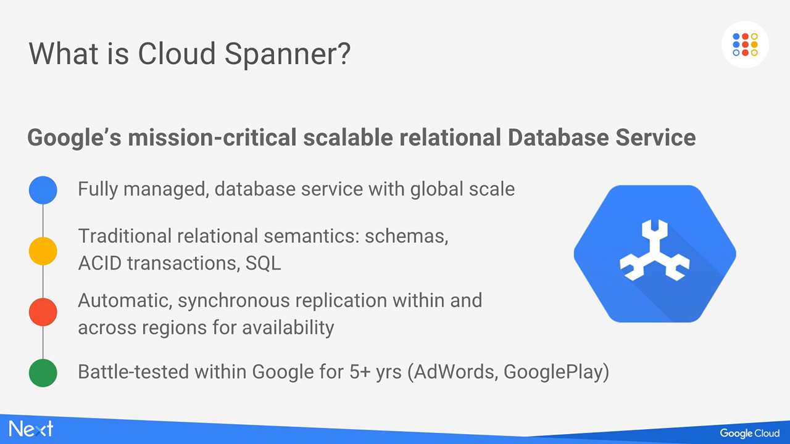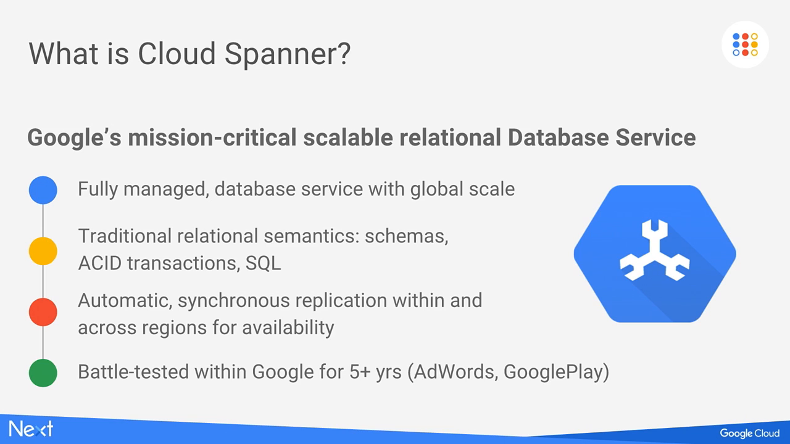So summarizing from the Cloud Spanner 101, and for all of those of you who have come to the Cloud Spanner booth, what is Cloud Spanner? Cloud Spanner is Google's mission-critical, scalable relational database service. What this means is that you get a relational database with ACID semantics and transactional consistency with horizontal scalability. So you get the horizontal scalability of a NoSQL system with the transactional semantics and SQL semantics that you come to expect from your traditional RDBMS.